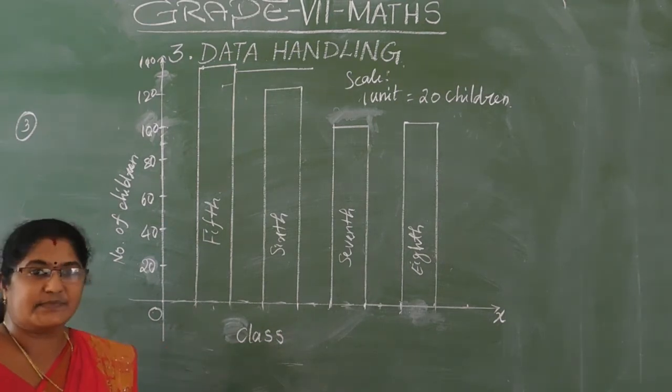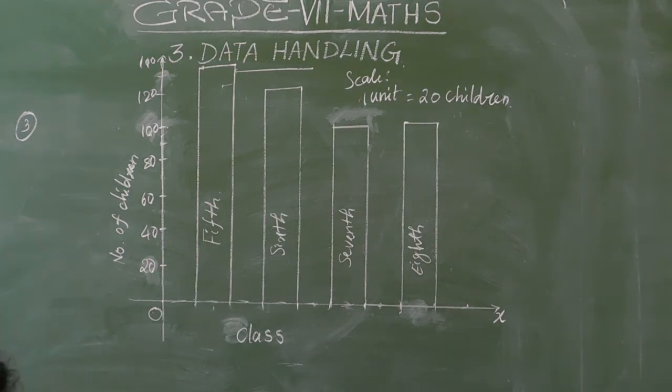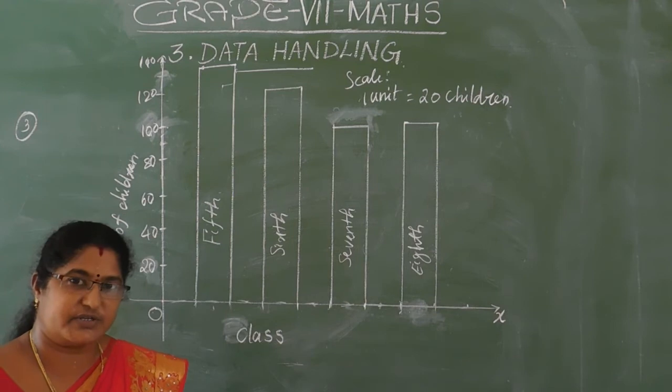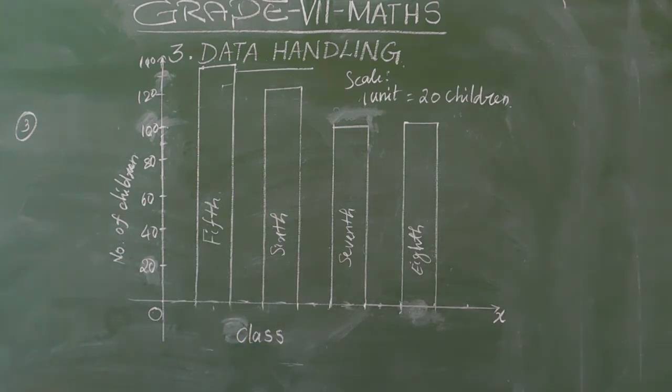Which class has the minimum number of children? Which one? That is 80. That is 10th standard. Class 10 has the minimum number of children, which is equal to 80. Next, second question. Find the ratio of the students of class 6 to the students of class 8.